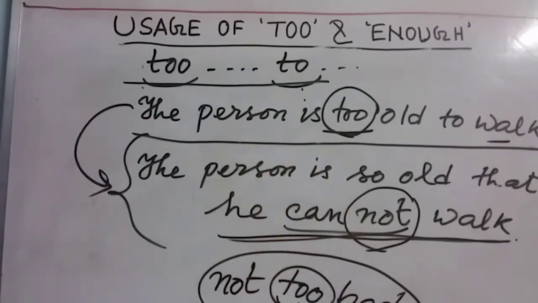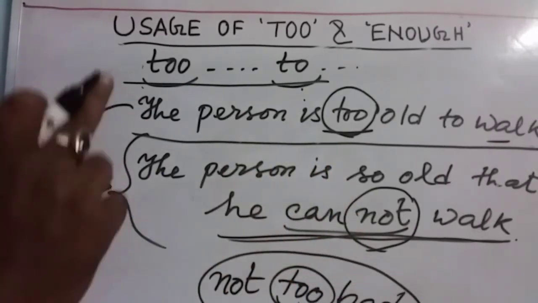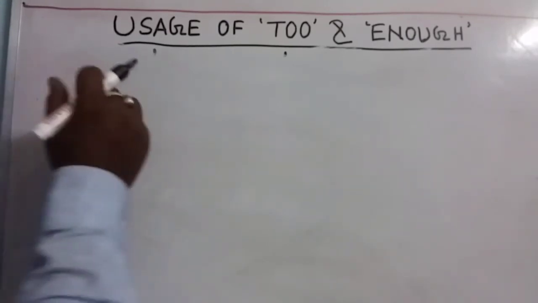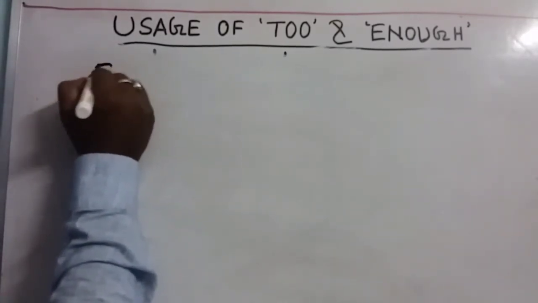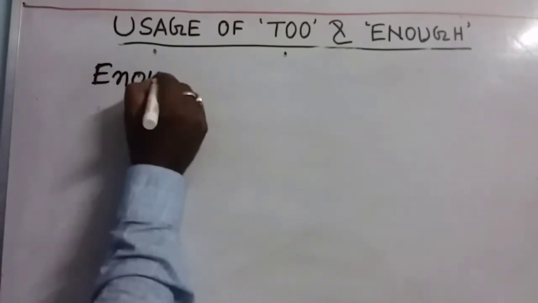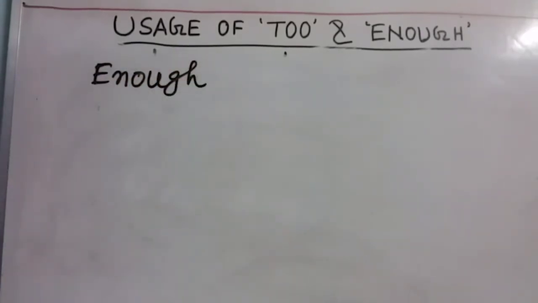It means a negative sentence or negative structure. I just depicted you here on this example. Now friends, we will just discuss about enough.